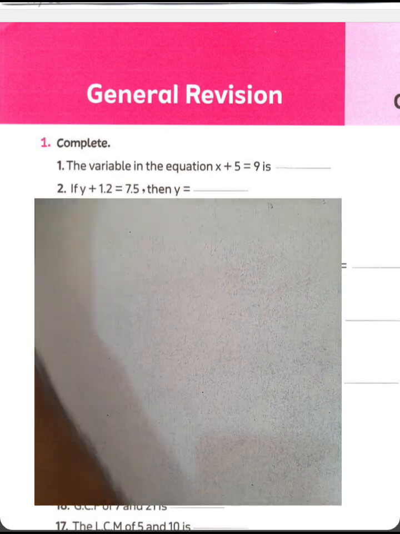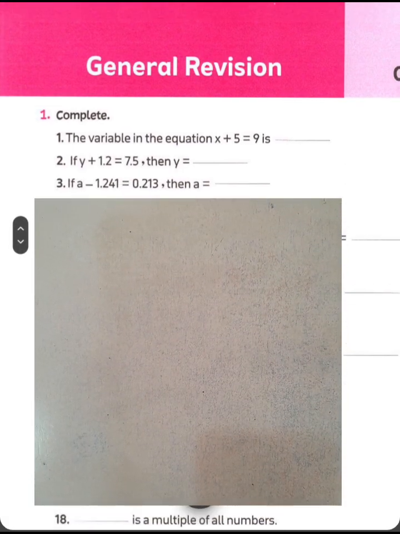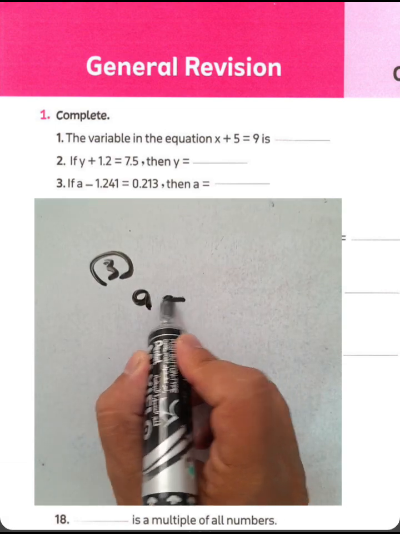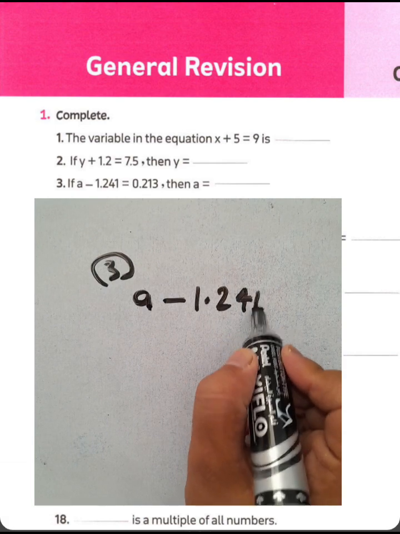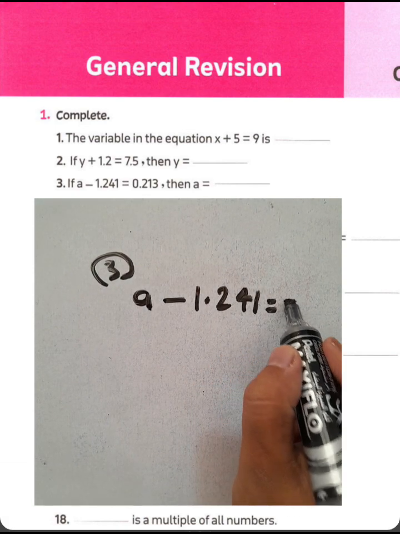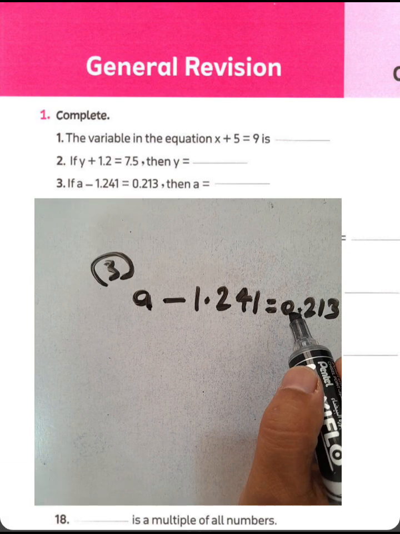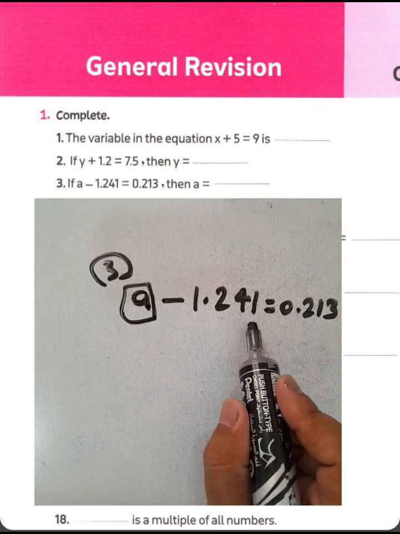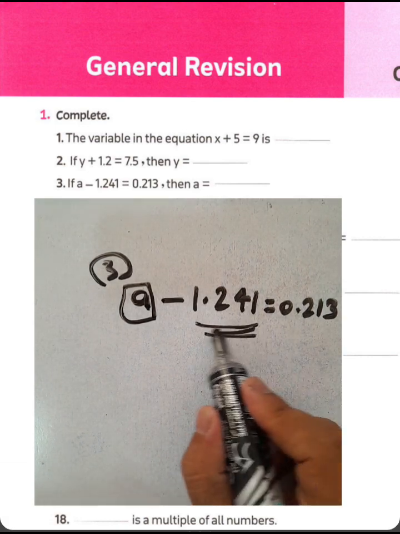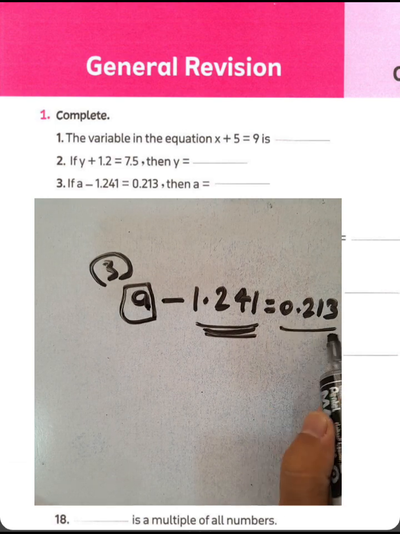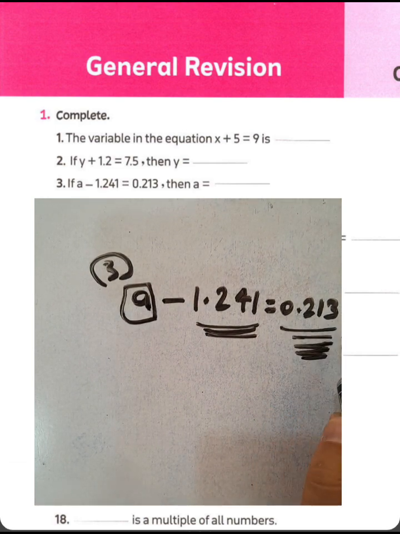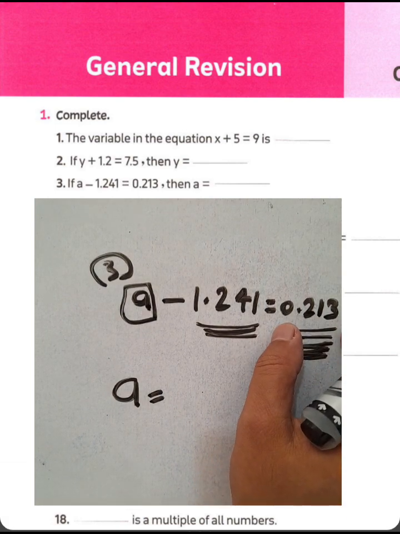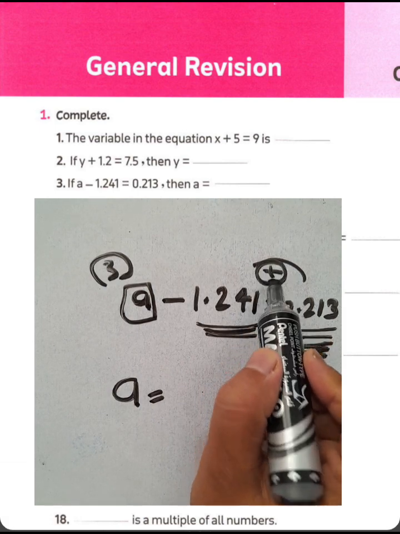Okay. Question number 3. If A subtract 1.241 equal 0.213, then A equal. A here we call it what? Minuend. And 1.241 we call it what? Subtrahend. And the difference between them is 0.213. To find the minuend here, you must add the result, the difference between the two numbers, to what? To the subtrahend.